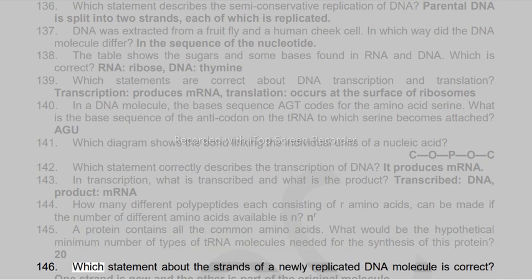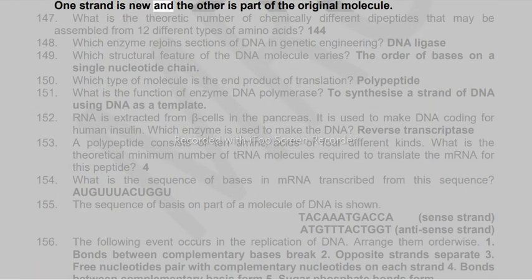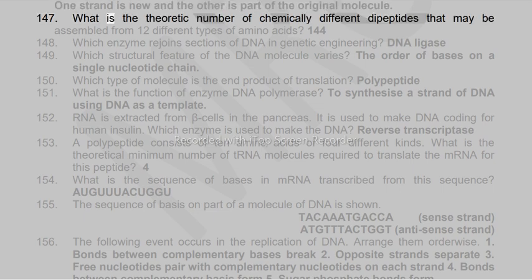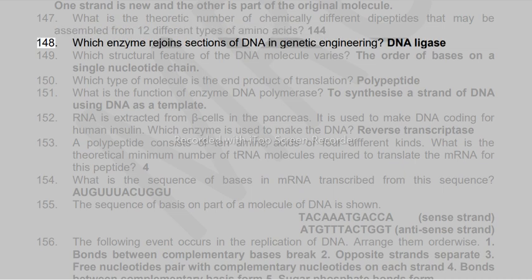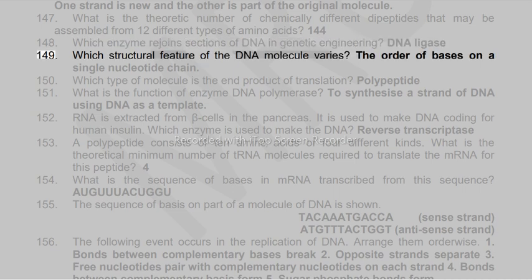146. Which statement about the strands of a newly replicated DNA molecule is correct? One strand is new and the other is part of the original molecule. 147. What is the theoretical number of chemically different dipeptides that may be assembled from 12 different types of amino acids? 148. Which enzyme rejoins sections of DNA in genetic engineering? DNA ligase.